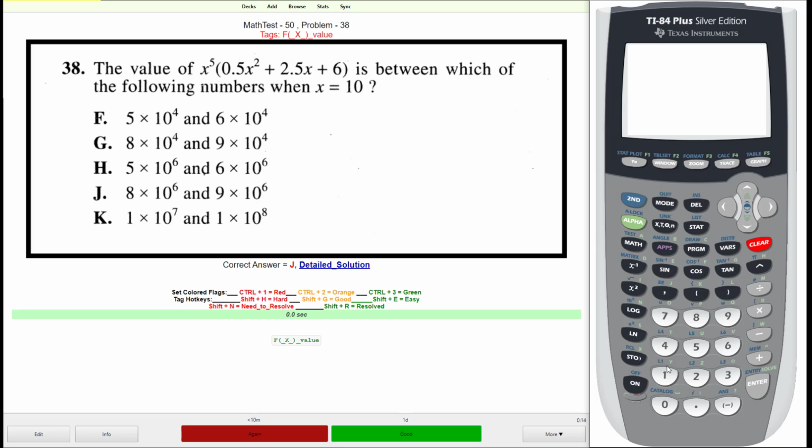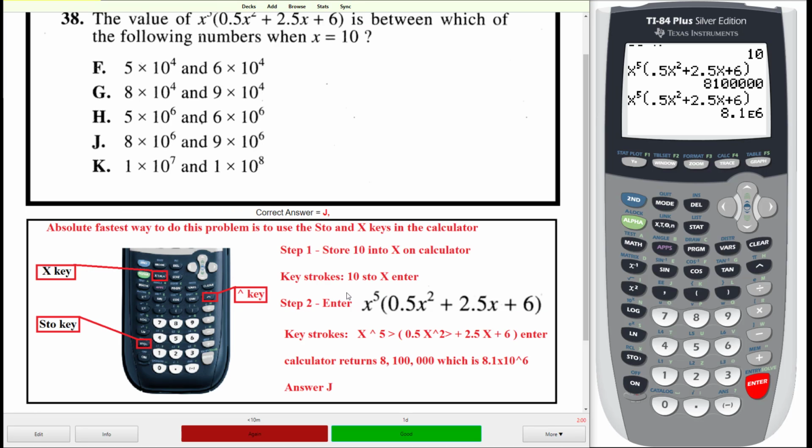Okay, here problem 38 on test 50. So we need to enter a value of 10 for x. So we say 10 store x, enter. And then we type in our equation, x to the 5th power, and then we're going to put a bracket, and then 0.5x squared plus 2.5x plus 6, close bracket. And when we hit enter there, it's going to give us the correct answer. The correct answer there is going to be 8.1 e to the x power.